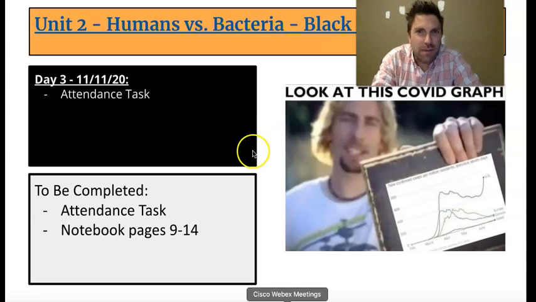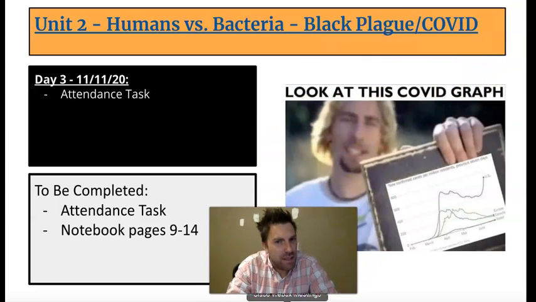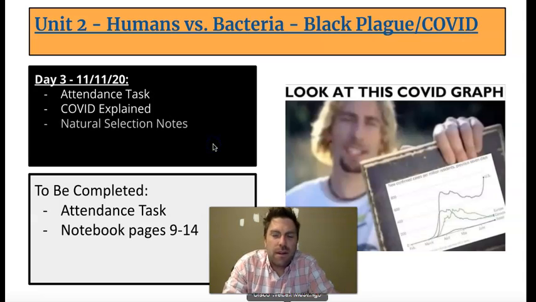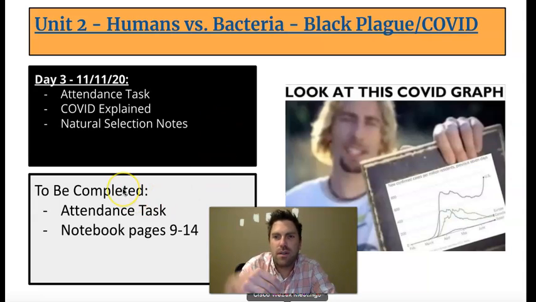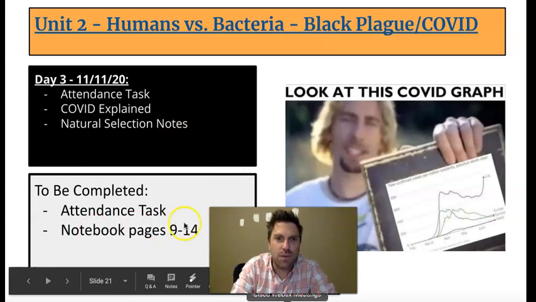It is day 3 of humans versus bacteria. We're going to transition today away from the Black Plague and talk a little bit about COVID, and then end with natural selection, which is going to talk about how antibiotic resistant bacteria show up, along with how we get new types of viruses. We'll finish pages 9 through 14 of your notebook.